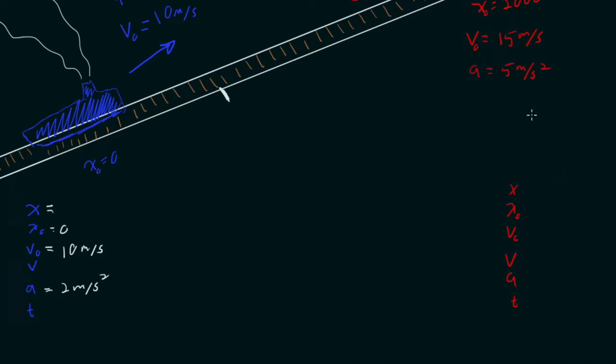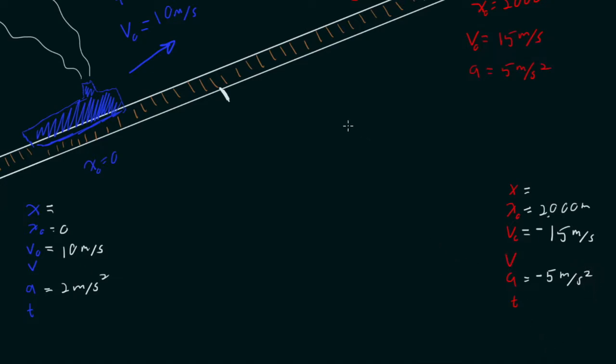Now, the red train is also going to have a final displacement unknown. Its initial displacement is going to be 2,000, but it's traveling towards 0. It's traveling towards the blue train. That's very important. So my frame of reference means that its velocity is a negative 15 meters per second. And its acceleration will be a negative 5 meters per second squared.